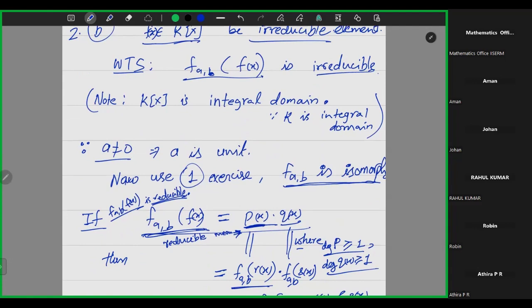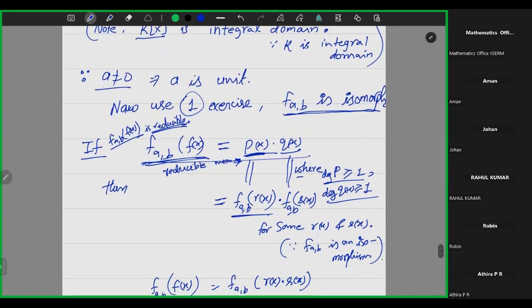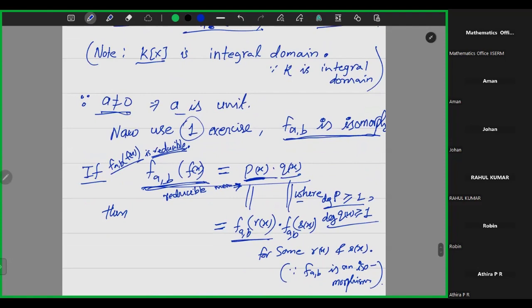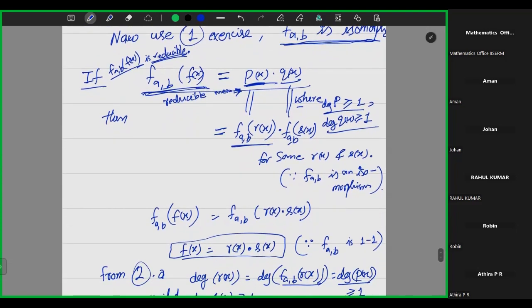Okay, for that, what we use is that Kx is an integral domain, and any non-zero element is a unit. Now exercise 1 shows that FAB is an isomorphism because A is not 0. Now if FAB of F is reducible, it can be factorized as Px into Qx, where Px and Qx are both of degree bigger than or equal to 1. If one of them is degree 0, it is not a good factorization for reducibility. So we are taking such a factorization so that our hypothesis that FAB of F is reducible makes sense.